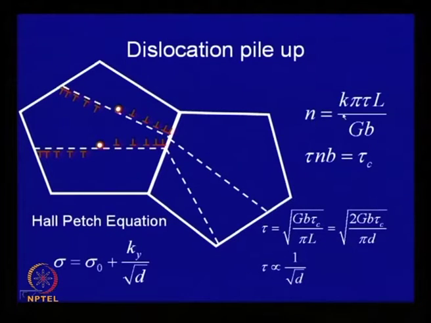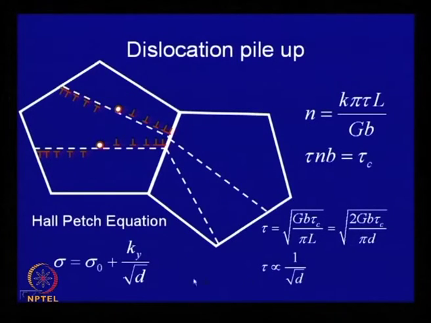Look at this k, a factor which depends on the nature of the dislocation, whether it is a mixed dislocation, a perfect screw, or a perfect edge. We can assume k to be approximately 1, and in that case, the length of this dislocation pile up is L, which is approximately half of the grain diameter. You can substitute n over here, which is done over here, and if you take d over 2 equal to L, it is clearly seen that the shear stress tau needed to excite a dislocation source in the neighboring grain is inversely proportional to the root over grain diameter.